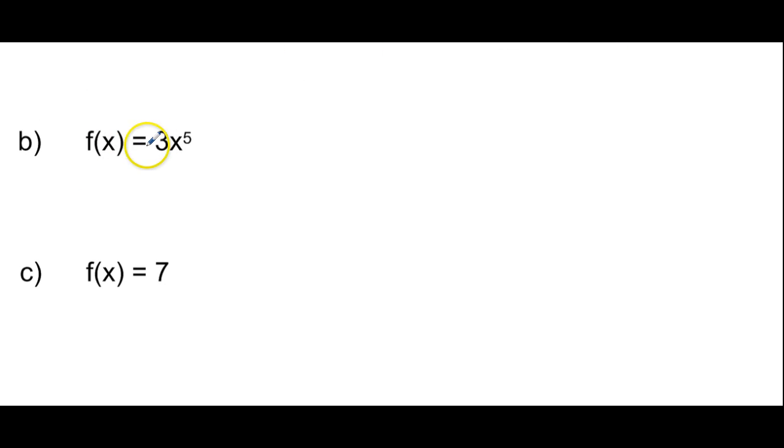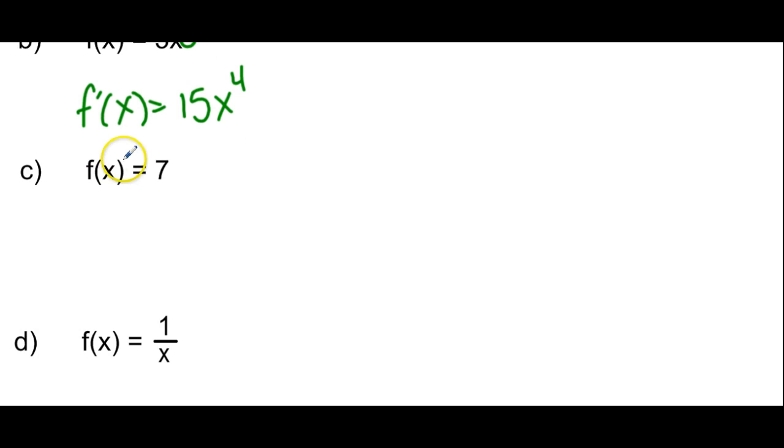Alright, B. We have f of x equals 3x to the 5th. Again, we want to find the derivative. So we take this 5, we multiply it to the front number, so 5 times 3 is 15, x, then 5 minus 1 is just 4, and that's it. Alright? C, f of x equals 7. So remember that first rule, the derivative of any constant is going to be 0. Simple as that.